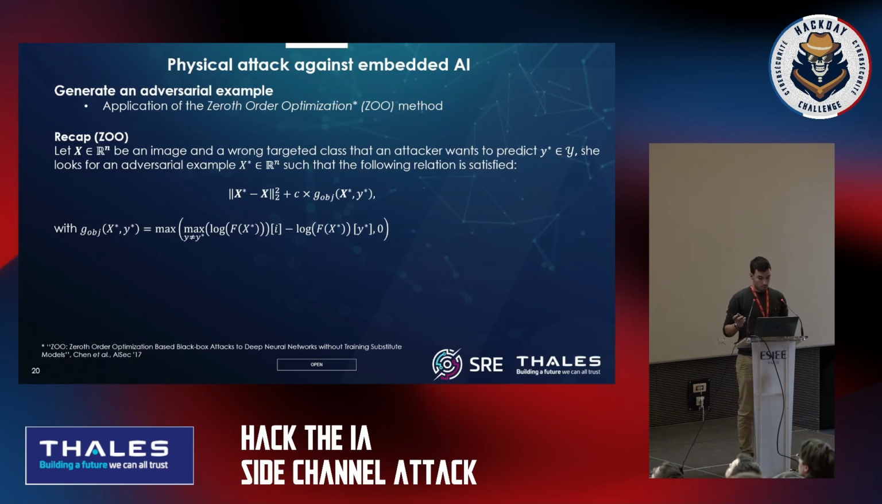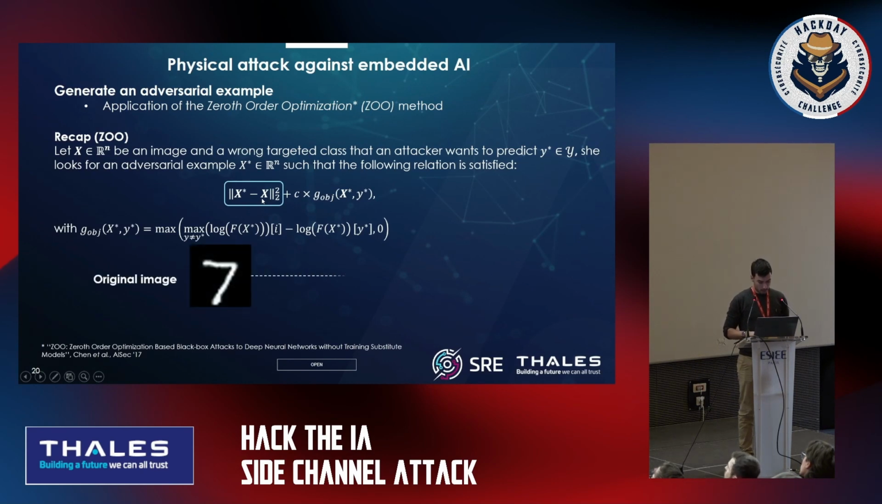So just a brief introduction of ZO. Here you have the optimization problem that is proposed by ZO. Just briefly, what we want is to generate an adversarial example X* from an original input X. And to do so, this term wants to minimize the distance between the original image, so X, and the generated one, X*.